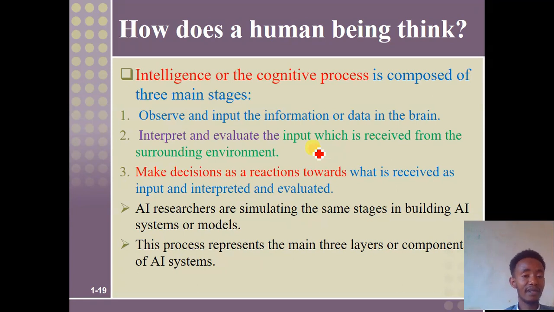Then, after the received information is interpreted and evaluated, the decision is also made as a reaction to what is received as input and interpreted and evaluated. So, artificial intelligence researchers are simulating the same stages in building artificial intelligence systems or models. This process represents the main three layers or components of an artificial intelligence system.